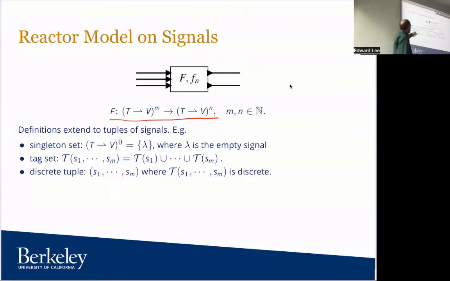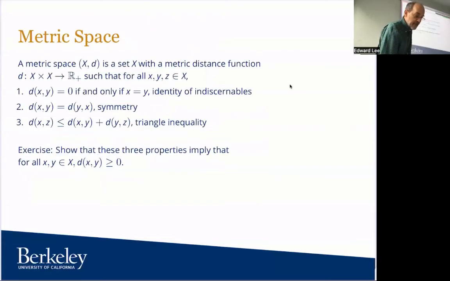We define the tag set of the tuple of signals to be the union of the tag sets of the inputs. That's useful because you could have a tag where this input is present and this one is absent, right? But we're going to want to consider tags where there's at least one input present. And so we can do that by just forming the union of the tag sets of the inputs. I'll come back to the question of discreteness in a minute.